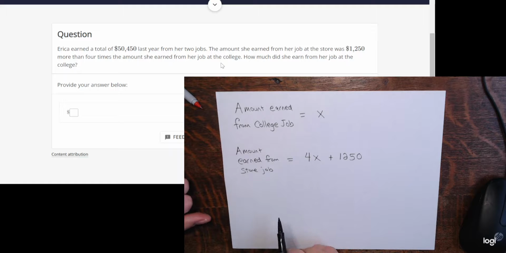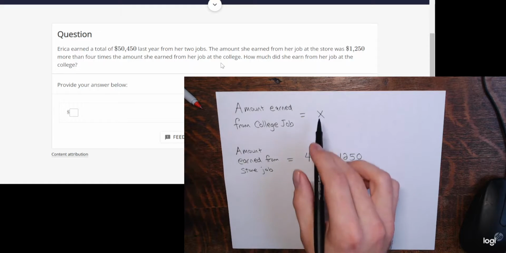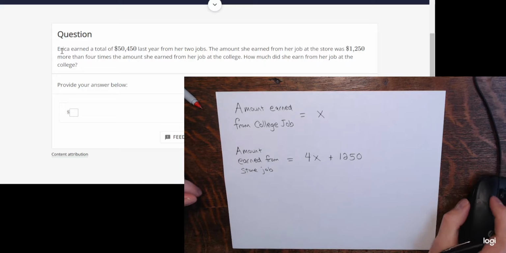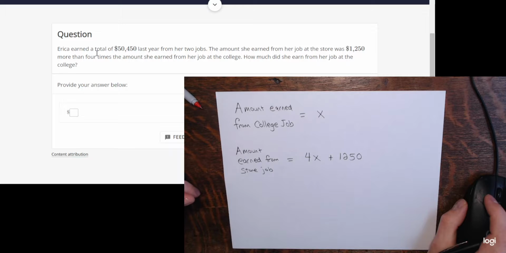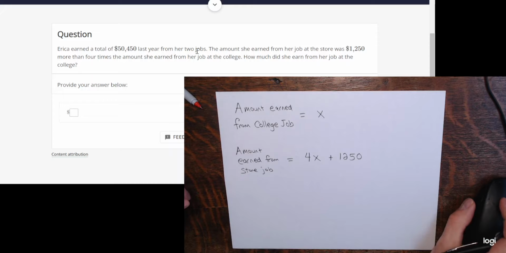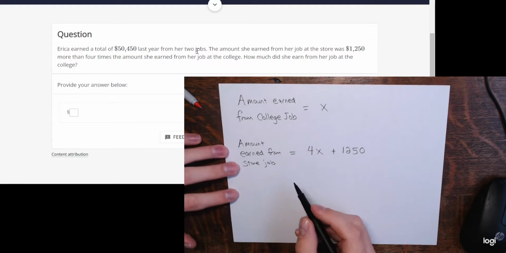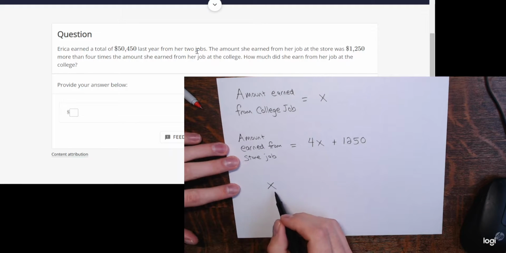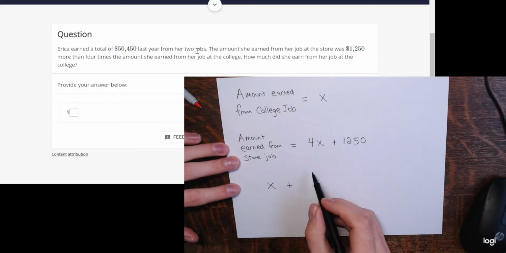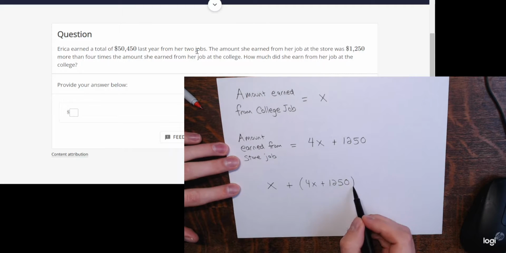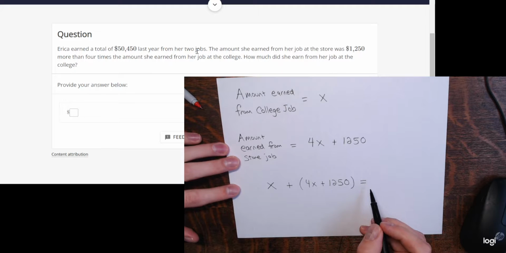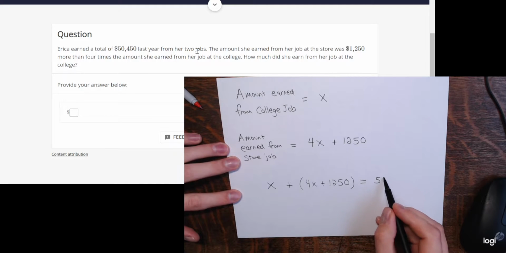Now comes putting these together to make an equation. The very first sentence, Erica earned a total, meaning sum, adding, a total of $50,450 from her 2 jobs. So the college job money, the x, plus the store job money, the 4x plus 1250, this should total $50,450.